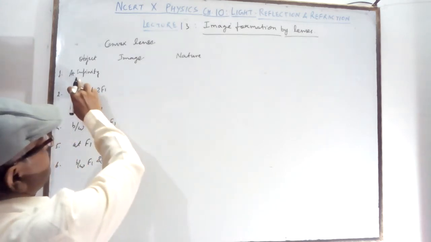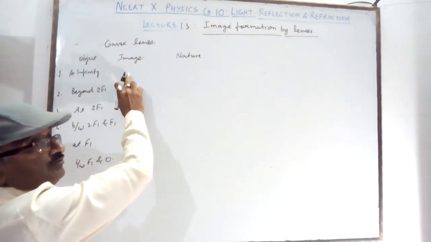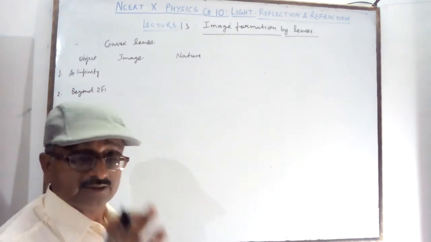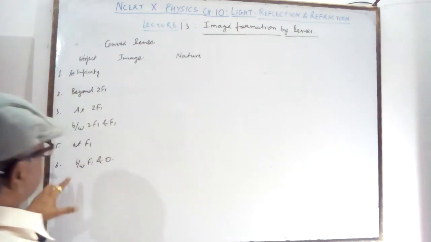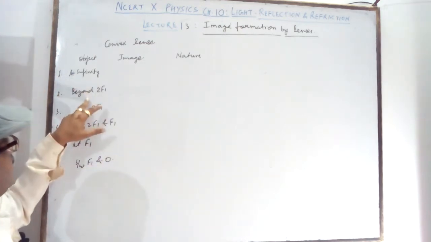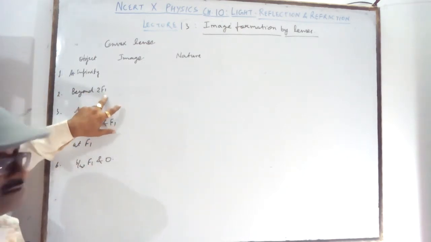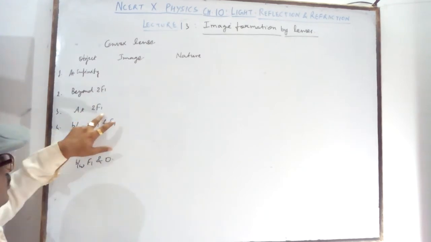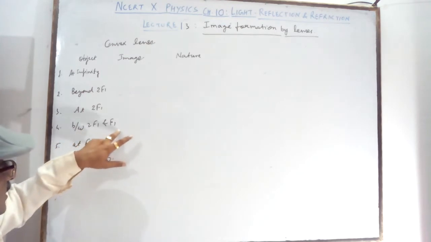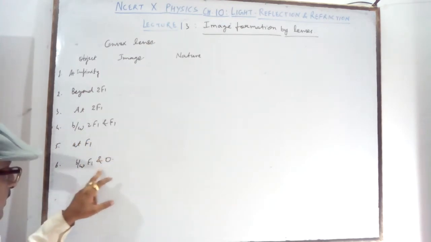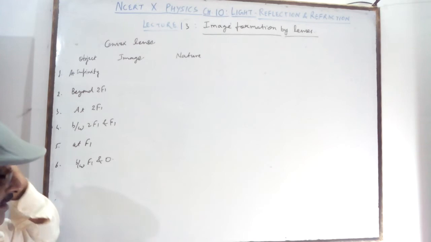When the object is placed at infinity, the image will be formed like a mirror. You know, in the concave mirror there was a sixth condition. Here also there is a sixth condition: at infinity, beyond 2f1 (means beyond C), at 2f1 (means at C in the concave mirror), between 2f1 and f1, at f1, and between f1 and O.